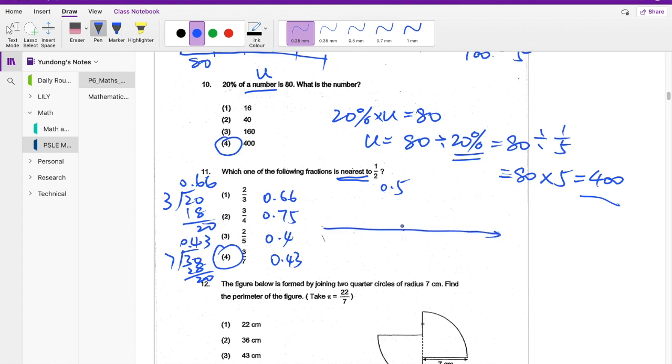Again, draw it: 0.5, 0.66, 0.75, 0.4, and 0.43. So these two are not considered. For this one, we subtract and get 0.07. For this one, the difference is 0.16. So this is smaller. So the answer is the same, which is 4.